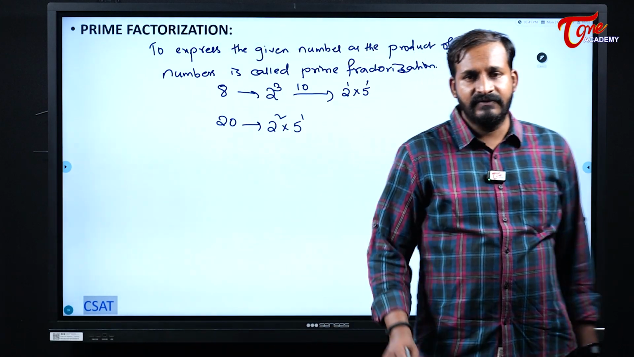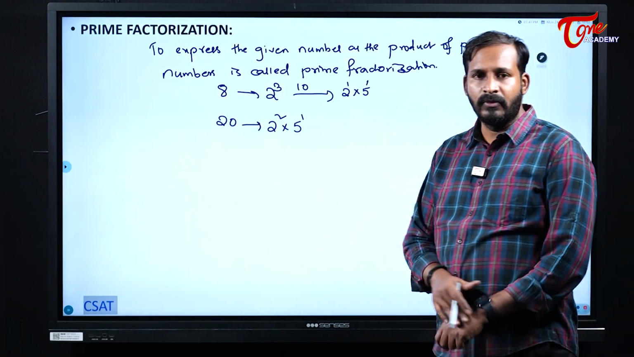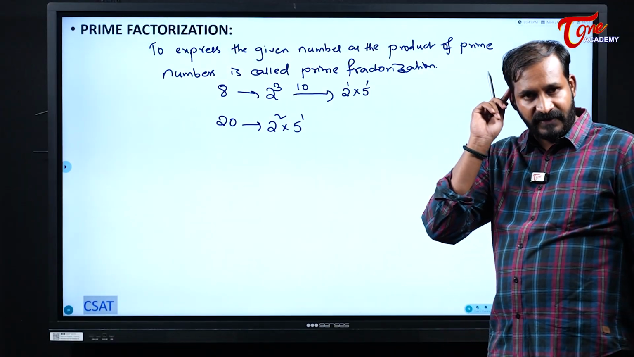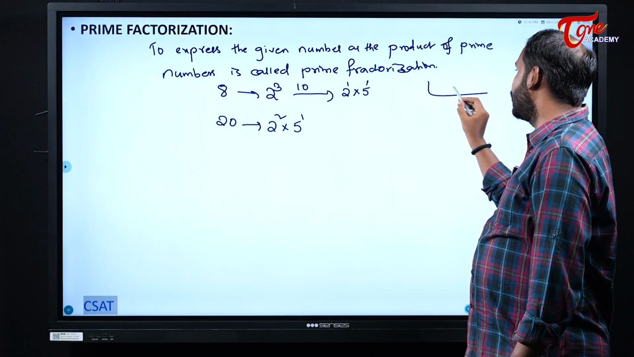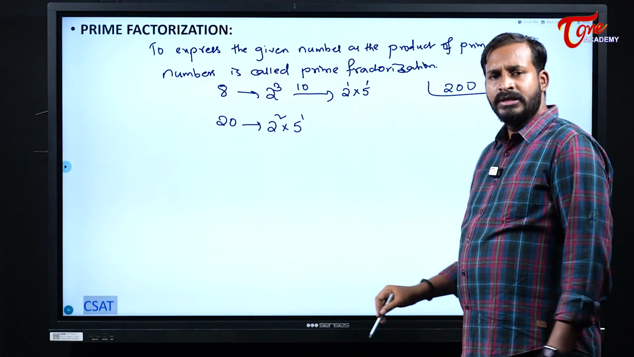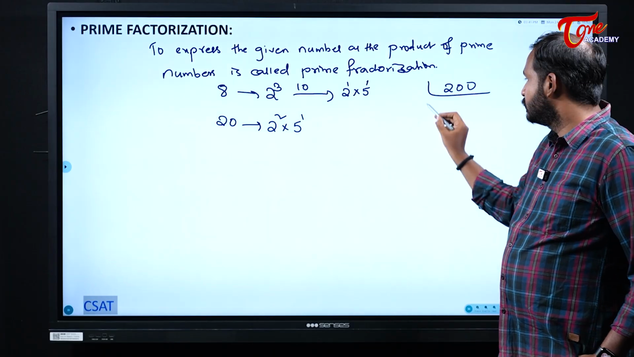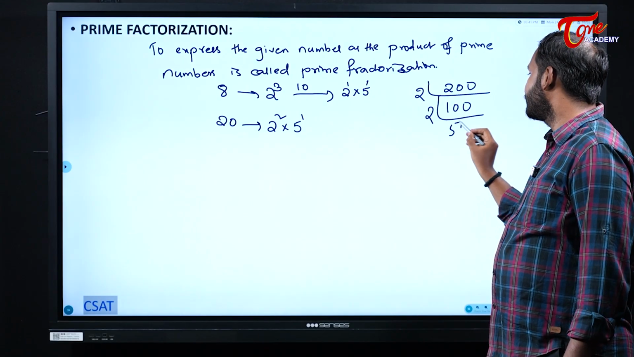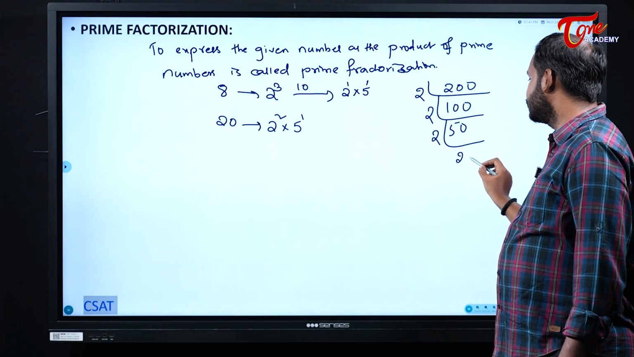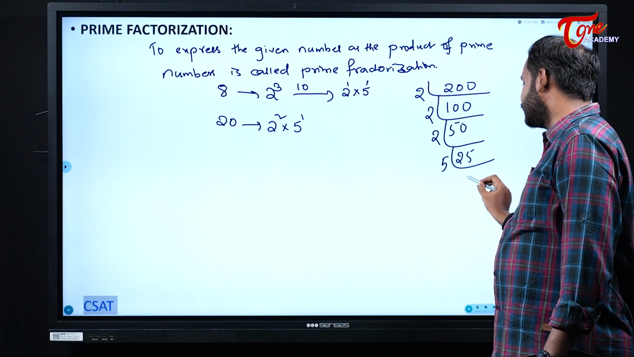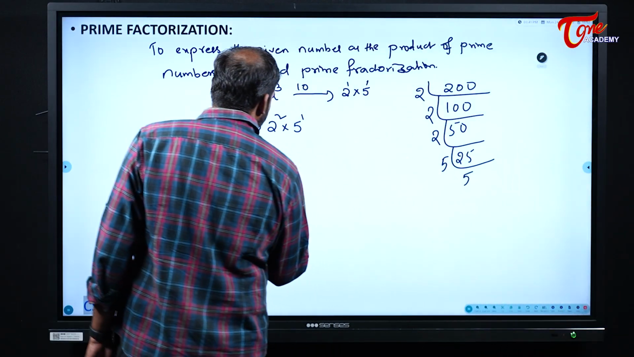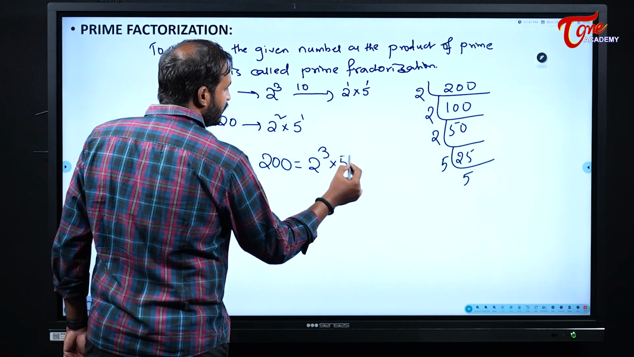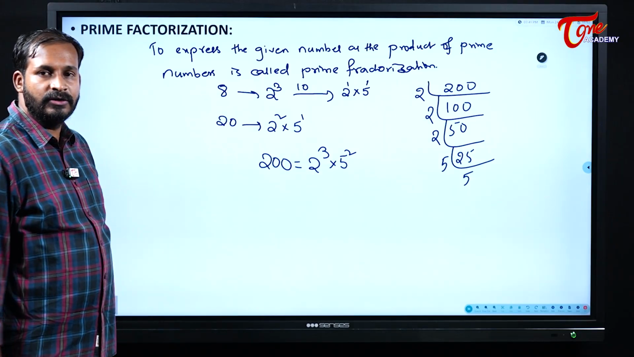Okay, sir, good. But if the number is very lengthy, how am I going to do the prime factorization? For example, if I have 200, simple, divide it with 2 tables. 2 hundreds, 2 50s, 2 25s, next 5 5s. So 200 can be written as 2 cube into 5 square.